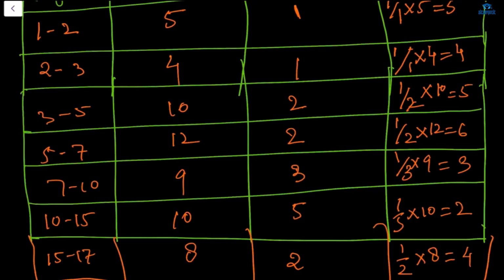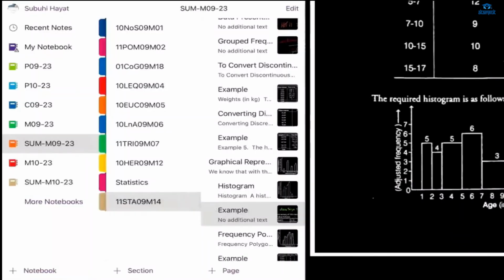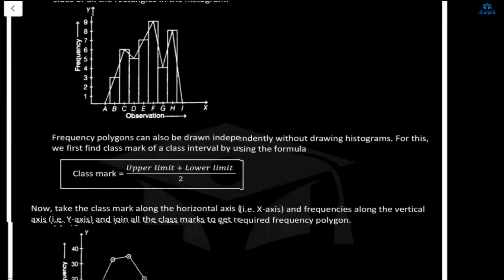You can see I have drawn the graph. Now comes the frequency polygon, which I have shown you. The frequency polygon is the polygon obtained by joining the midpoints of the upper horizontal sides of the rectangles in the histogram. I've shown you when we drew the histogram how we have to join. Now this midpoint we calculate with the help of the class mark formula.